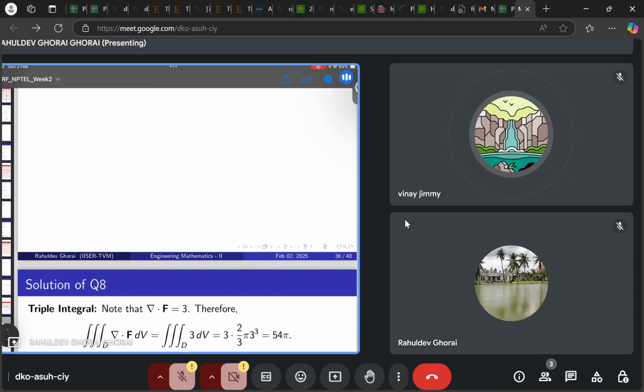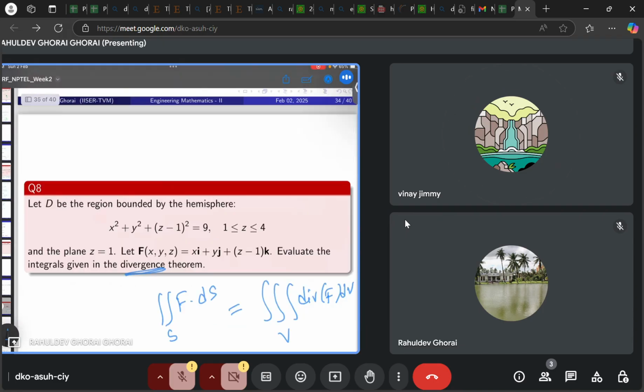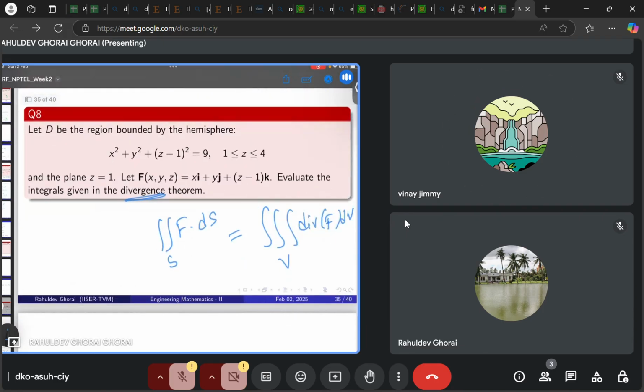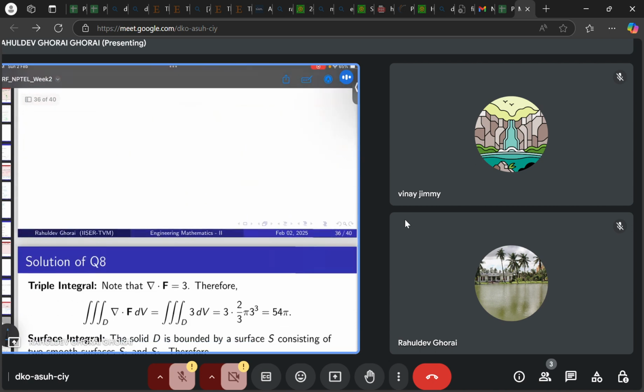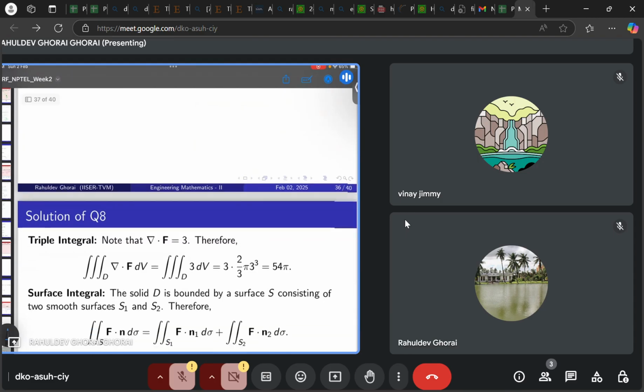So now you do the second part. I mean, the second part means the left hand side one. F dot dS you try to find out. But you know the answer will be 54 pi. But you have to find out the surface integral, mainly this.